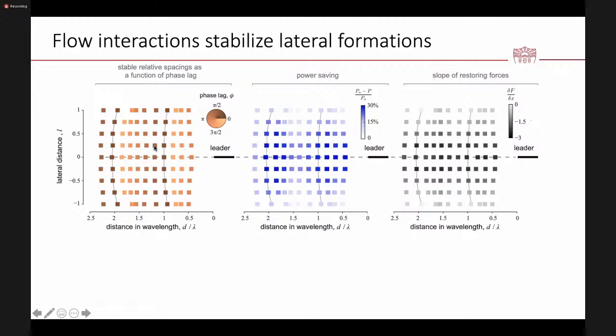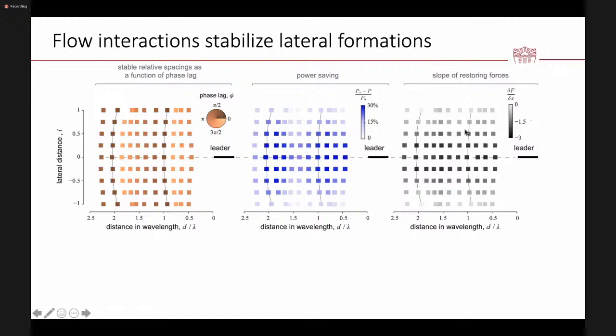And then he took these equilibria, and he computed the power savings at these equilibria. And in almost all of these equilibria, you get some amount of power savings. The power reduction, of course, decreases as you move laterally far away from the leader. But as long as you are close to the leader, you have big power savings, up to 35% power savings to swim in the wake of the leader.